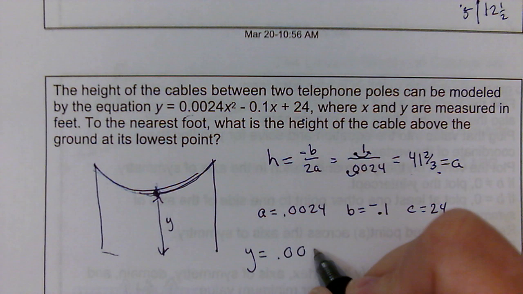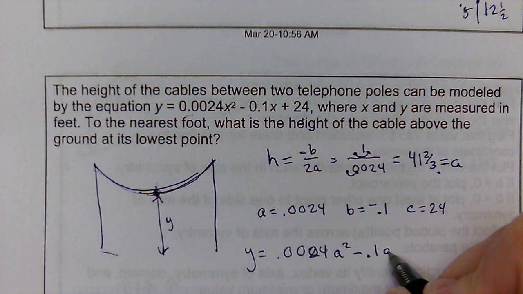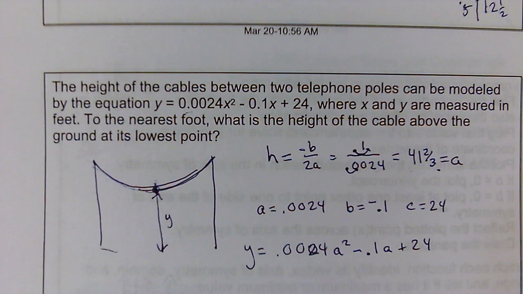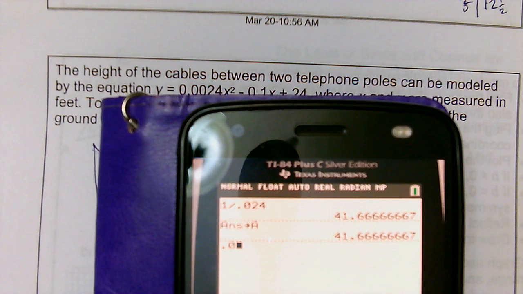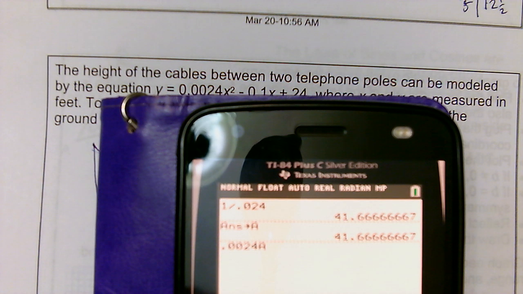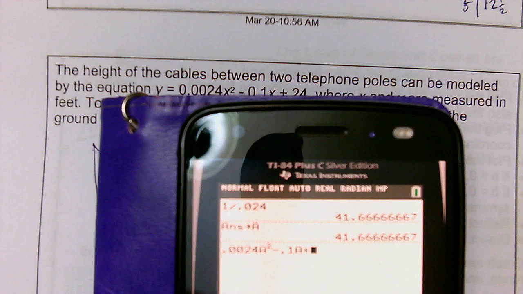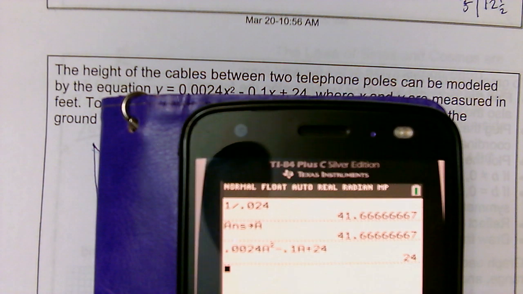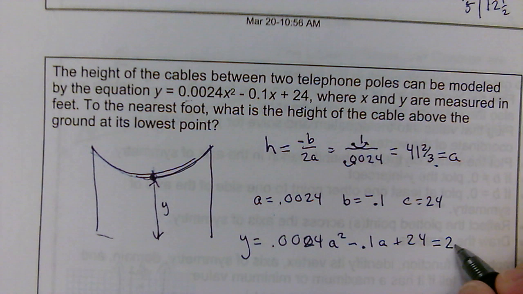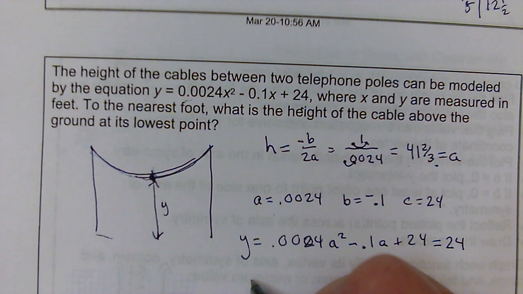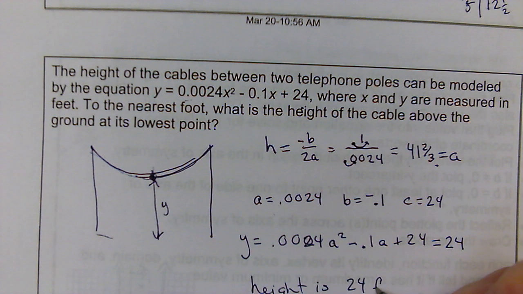So what I'm going to do is I'm going to take my equation 0.0024 a squared minus 0.1a plus 24, and I'm going to type that into the calculator just like that. So 0.0024 alpha a squared minus 0.1 alpha a plus 24. And I get exactly 24. So the height of the cable at the lowest point is 24, and the units were feet.